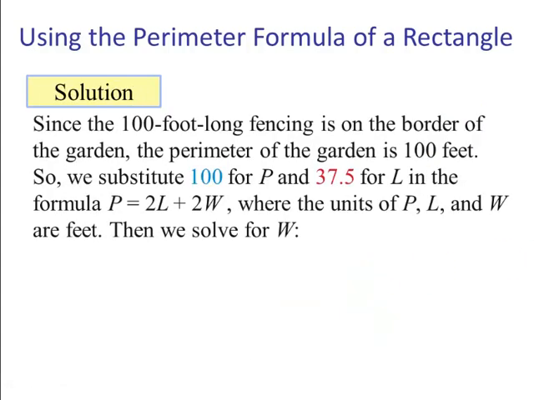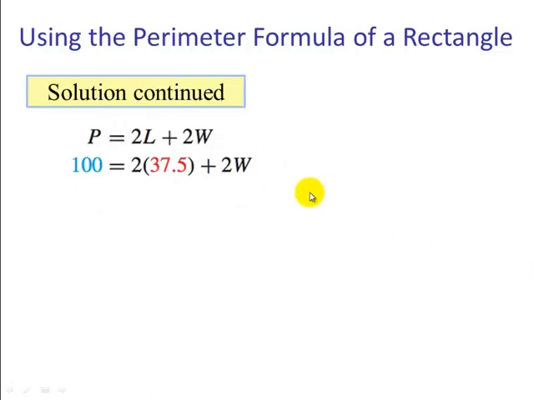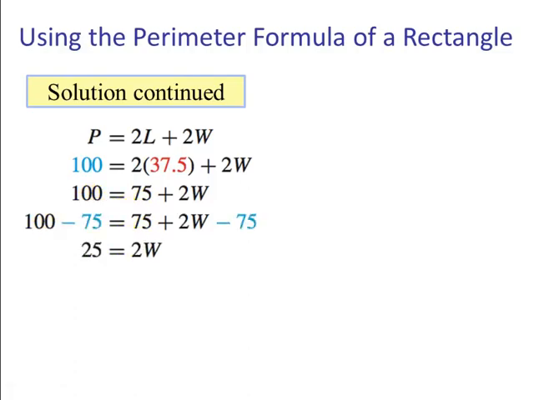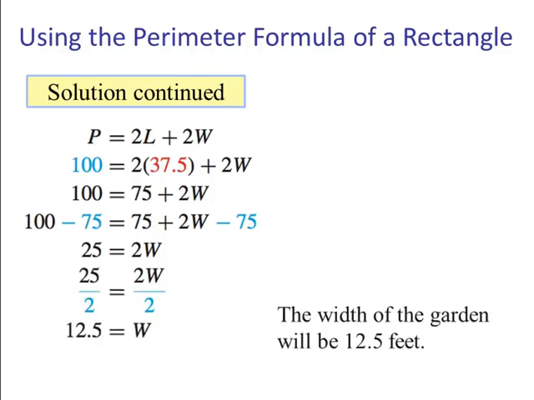If we substitute 100 for perimeter P and 37.5 for L in the perimeter formula, we have this equation. We're solving for W, so the first thing we want to do is multiply these two, and we get 75. To solve this linear equation, we need to get rid of the 2 and the 75. Since the 75 is being added, we subtract it from both sides, and we end up with 25 equals 2W. Now we divide by 2, so the width of the garden will be 12.5 feet.